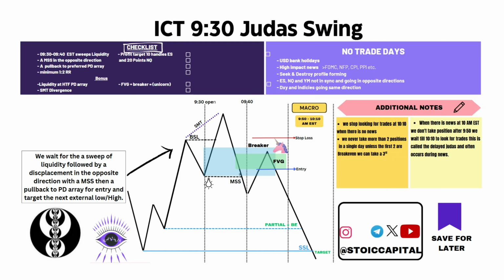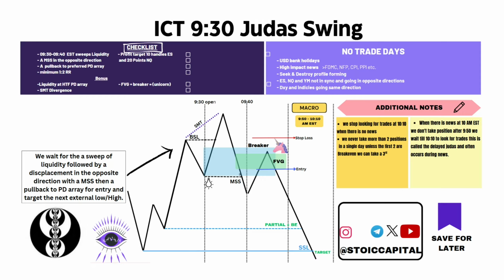And right here you can see the illustration of the entire strategy. You can get this exact same image if you want to save it on Twitter and Instagram. And this is the full-on trade checklist. Every single trade needs to hit these before you even think about entering, which is between 9:30 and 9:40.